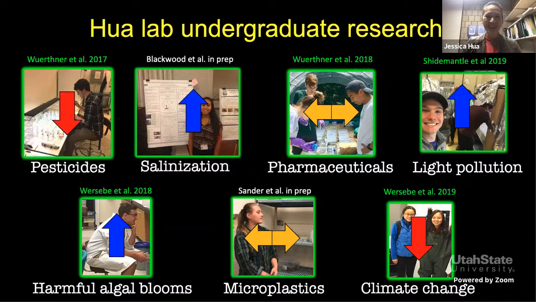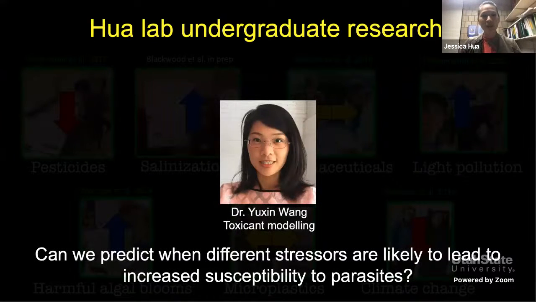And so as you can see, those arrows represent what these various contaminants do. It's all over the place. And so where we're hoping to go next is to utilize modeling approaches. Can we predict when these different stressors are likely to lead to increased susceptibility to parasites? So that's what we hope to do as we gain more data on what these various pollutants do.